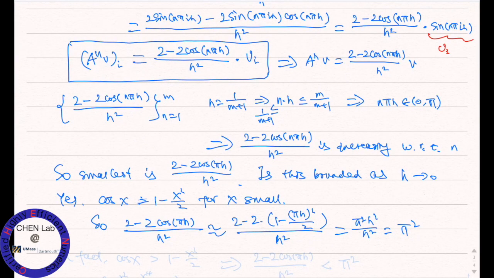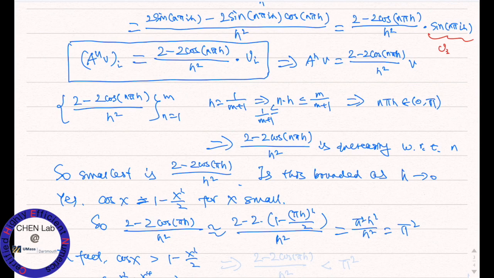It's more than just that. Cosine x can not only be approximated by 1 minus x squared over 2, it's actually always larger than that, because cosine x is 1 minus x squared over 2 plus the next term, x to the 4th over 24, minus so on and so forth by the Taylor series. So it's larger than that.